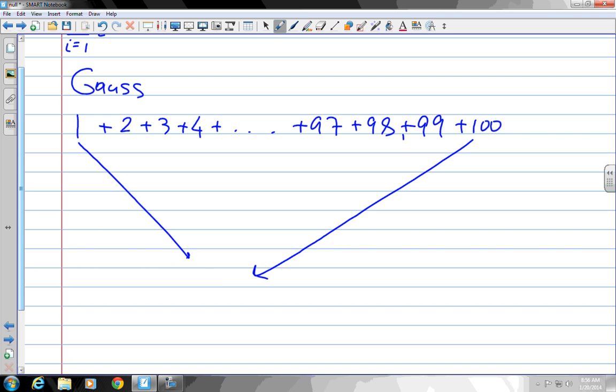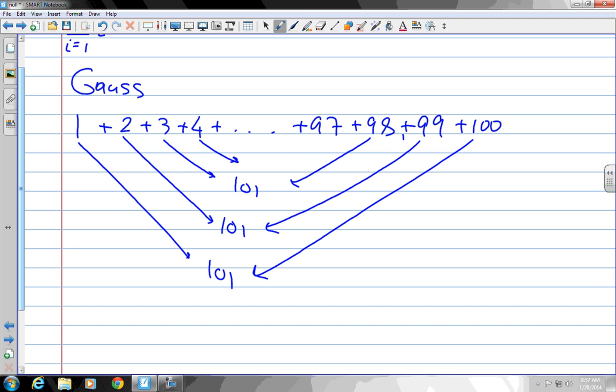101. Well, then you take the second number and the second to the last number, 2 and 99. What is that sum? 101. And then you just keep going in this fashion. 3 plus 98, 101. 4 plus 97 is 101. And then you just keep going till you get to like what? 50 and 51? You always get 101.